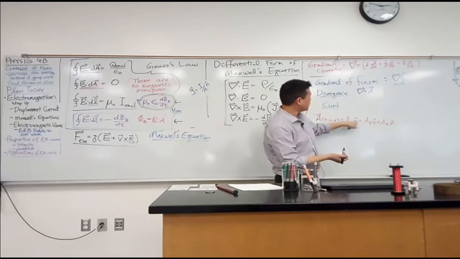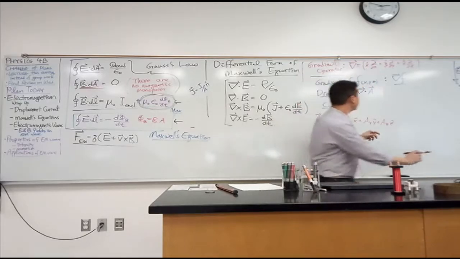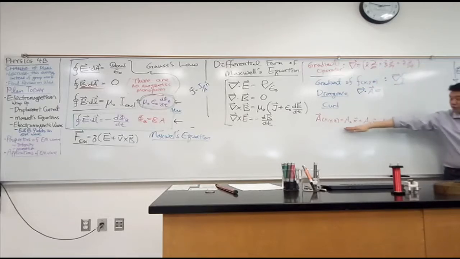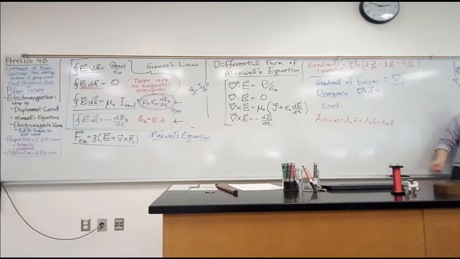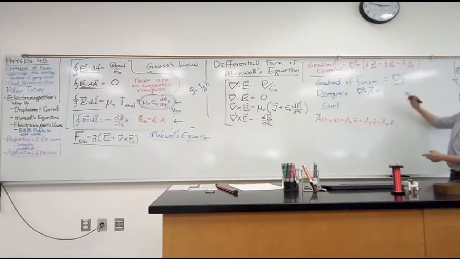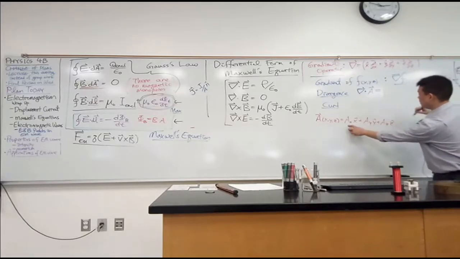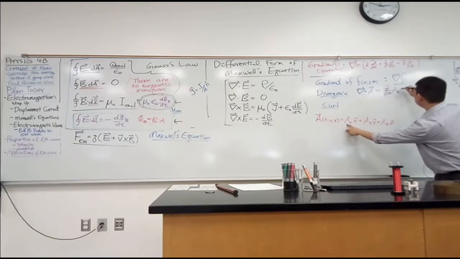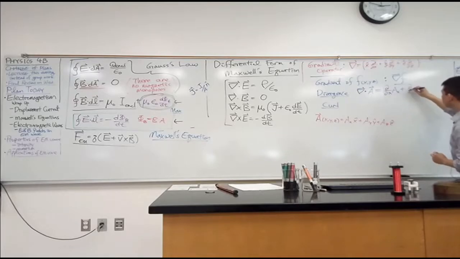So it's only the x dot x that doesn't disappear. When you do this dot product, there's technically like 9 different products, right? Between 3 of these components and 3 of this component. Of those 9, only 3 survive: x dot x, y dot y, and z dot z. The rest go to 0. So you end up with the x derivative of Ax plus the y derivative of Ay plus the z derivative of Az.